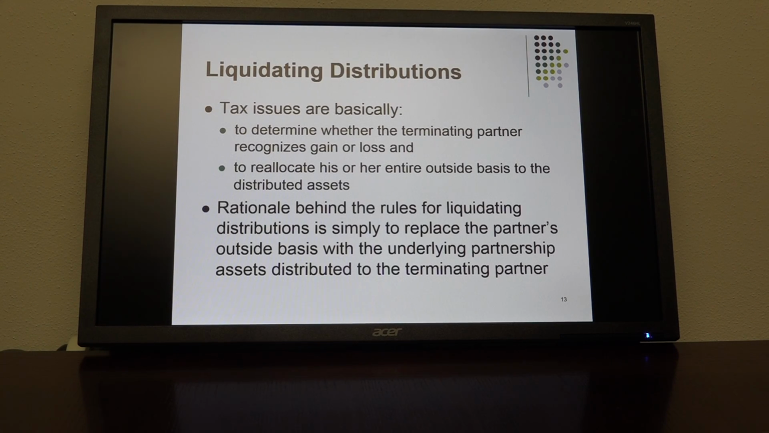All right, I think we're going to stop there, and tomorrow we'll talk about liquidating distributions. Yeah, we're just going to talk about liquidating distributions tomorrow.